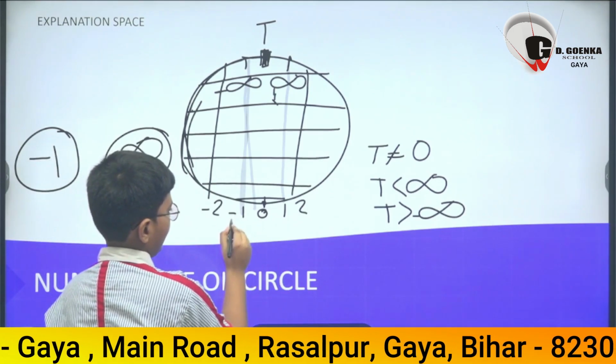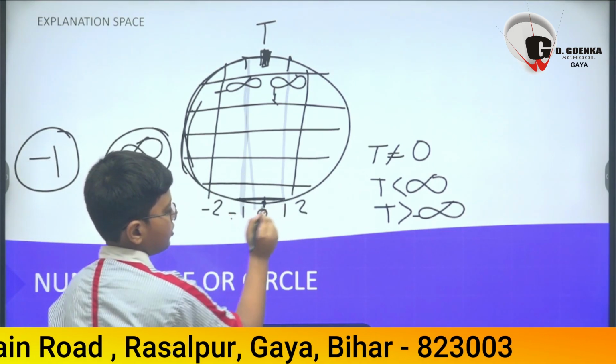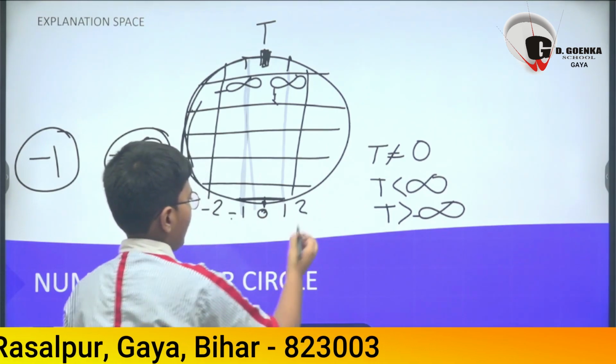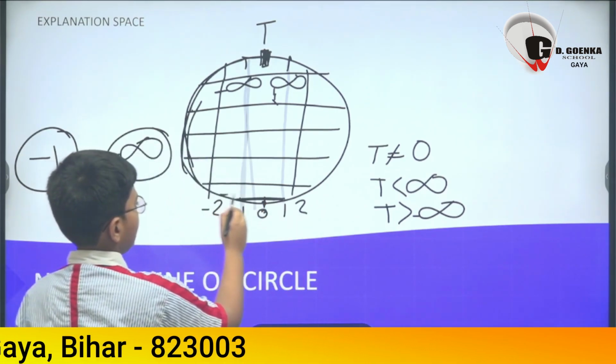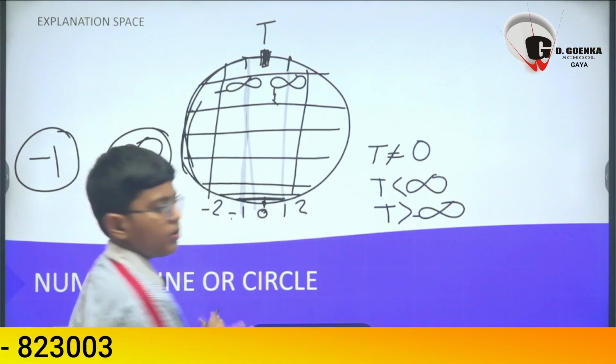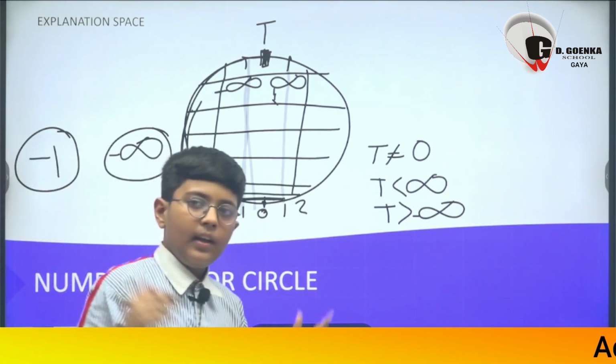For example, it is -1, so this line goes to 1. So the opposite of -1 is 1. Then here is line 2, -2 and 2. So these both are totally inverse.